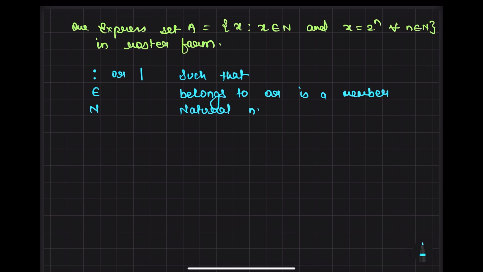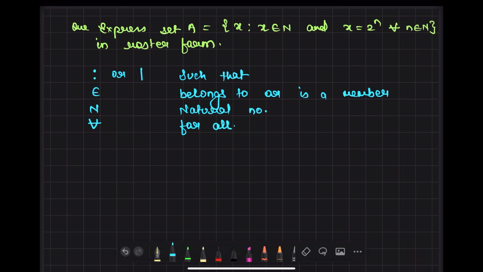Natural number. Okay. Now what is this thing? So this thing is for all. Okay. This is for all. Okay. I hope these symbols are clear. Now, so now try to answer this question.